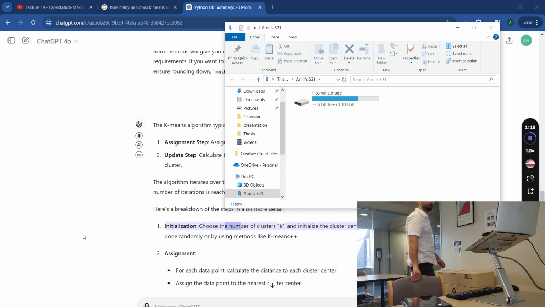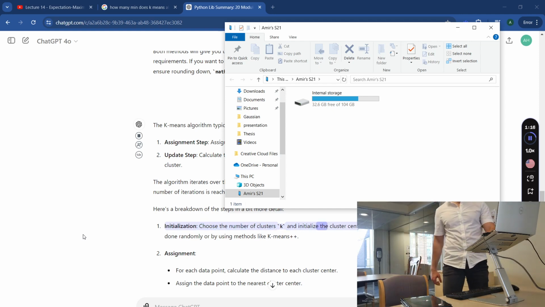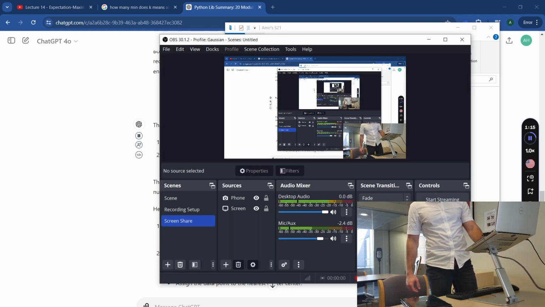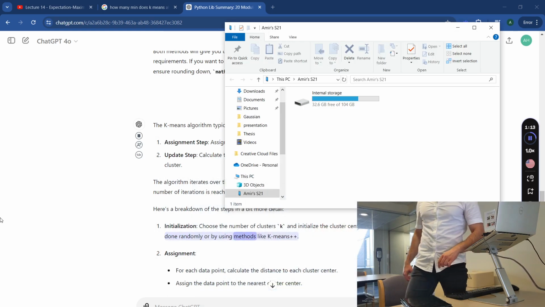Initialization: choose the number of clusters k and initialize the cluster centers. This can be done randomly or by using methods like k-means++.